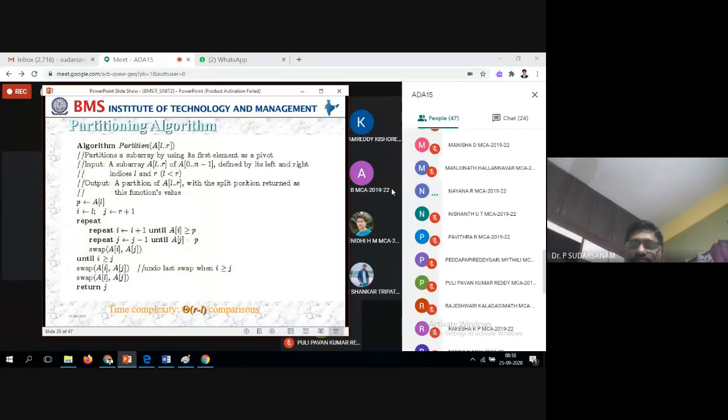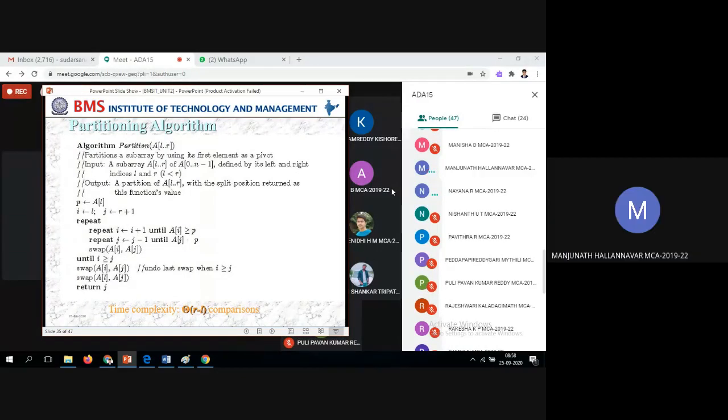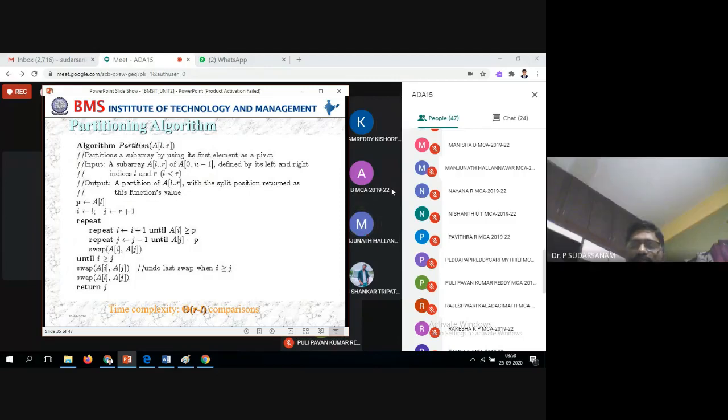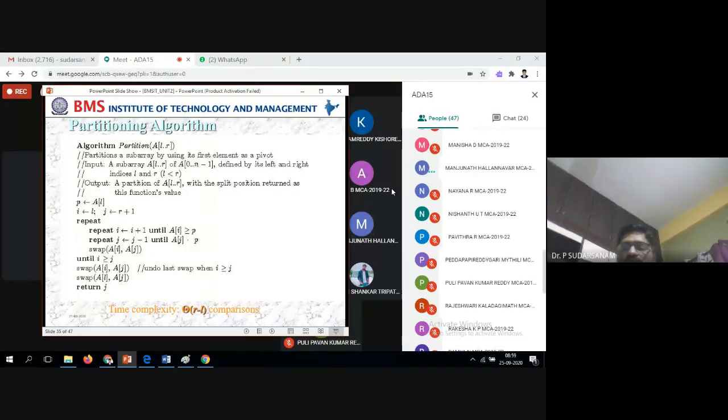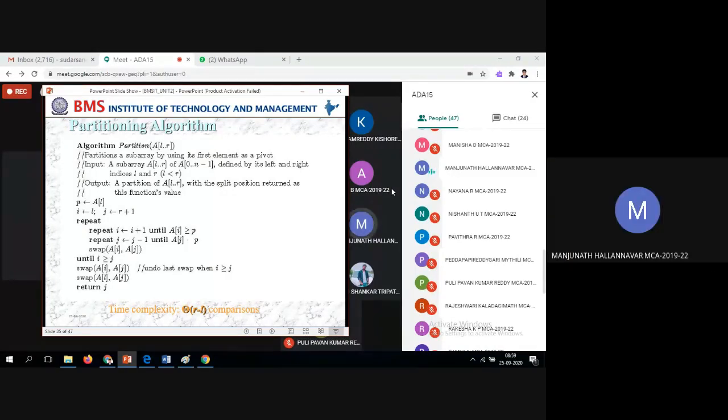Manjunath? Yes, sir. Now what is the time complexity for bubble sort? How many loops are coming, sir? Bubble sort. Manjunath? Two loops. Multiply that, 2. Theta n square. Theta n square. That's it. You remember that way.